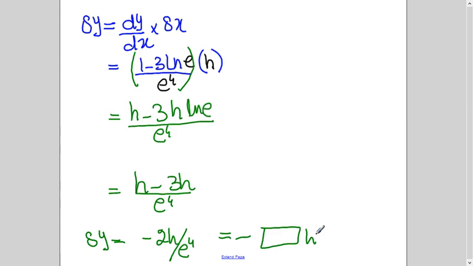Let me see if I have a calculator, I can do it here. So 2 divided by e power 4. So it is 0.0366. So I can write 6 because of 3 significant figures, right? So your answer will be minus 0.0366h if you want to write it. Otherwise, because the question is not saying, I can leave it in this form.